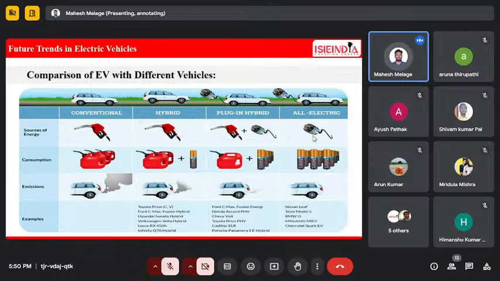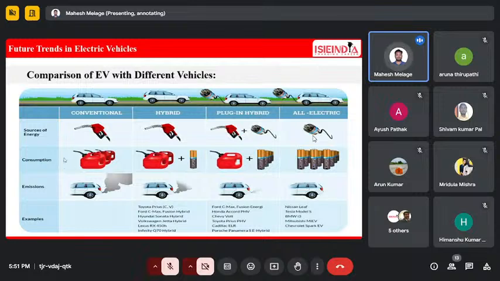Next one is the hybrid. Hybrid means we use both the IC engine and the electric vehicle. So comparatively, there is less emission of carbon dioxide than in a conventional vehicle. So we use the hybrid electric vehicle. Next is the plug-in hybrid electric vehicle. Plug-in hybrid electric vehicle means the battery can be charged from an external supply by using a charger.